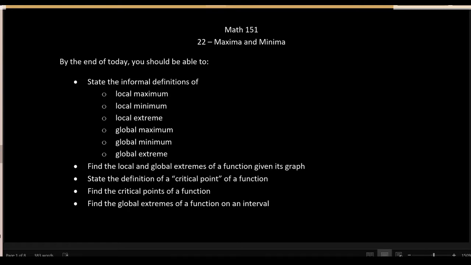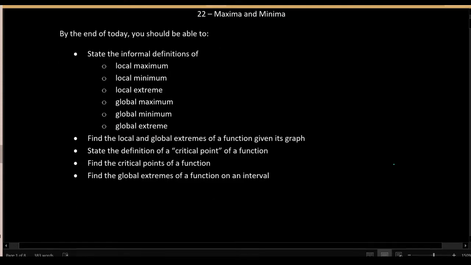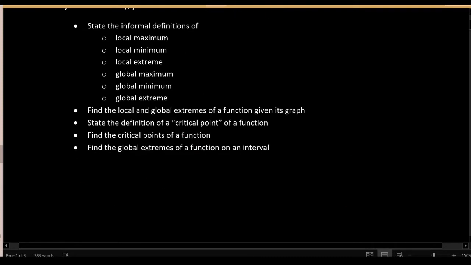So we're going to study, between today, tomorrow, and the next few days, how to approach a problem like that from a mathematical point of view. We're going to start by introducing some relevant terminology: local maxes and mins, global maxes and mins, and critical points. Then we're going to practice finding those things on a graph, and then we're going to practice finding the global maxes and mins of a function on an interval.